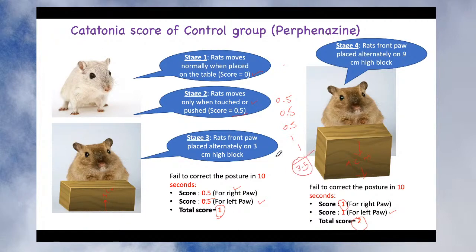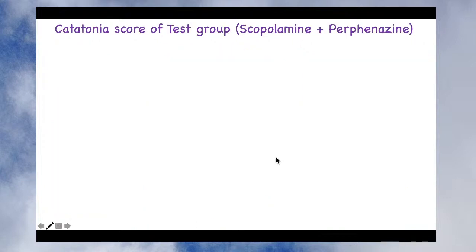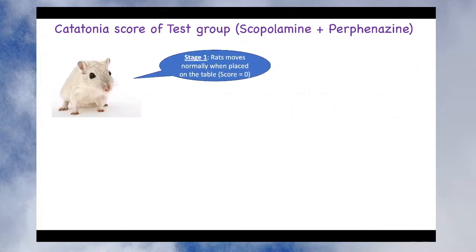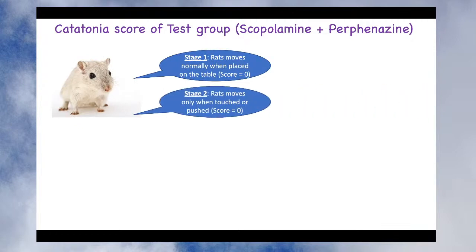So this is how you will evaluate and give scores to the animals. Okay. Now, in case of observing the catatonia score of the test group: in the test group, you have given scopolamine, and after 30 minutes of administration of scopolamine you have given perphenazine. So in such a case, when you observe the score, obviously in stage 1 the rat moves normally when placed on the table, score is 0. In stage 2, you have seen that the rat moves only when touched or pushed, so that is not the case because the rat is moving normally, so the total score is 0 only.